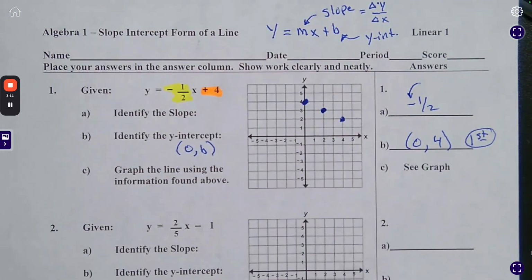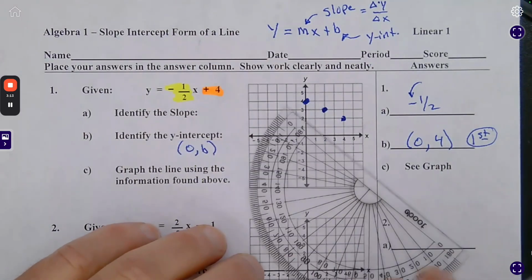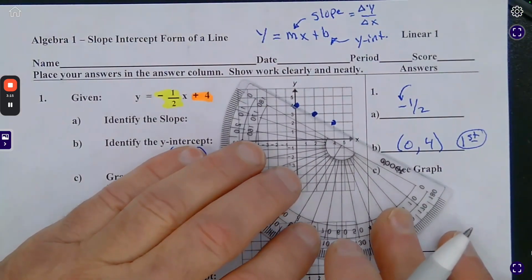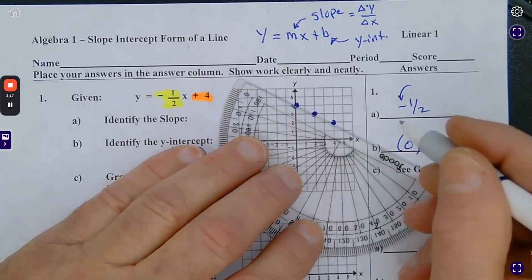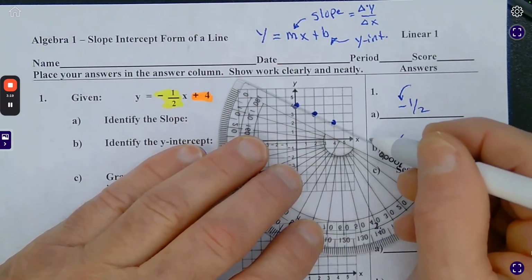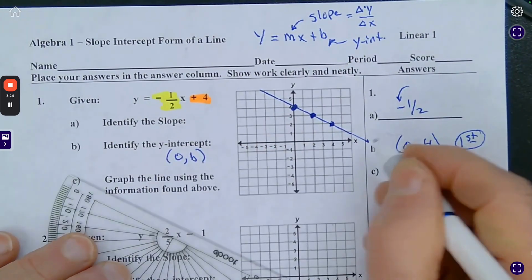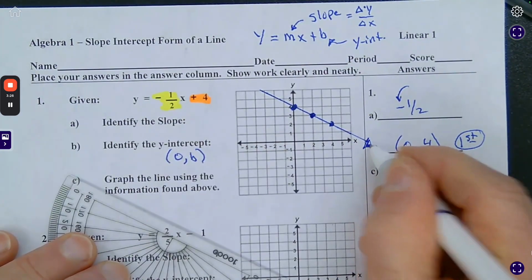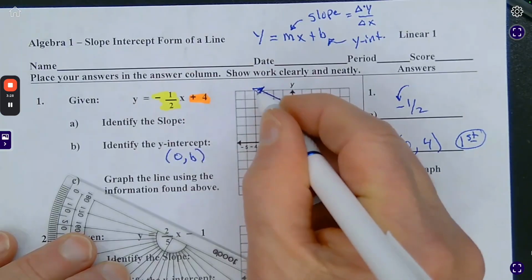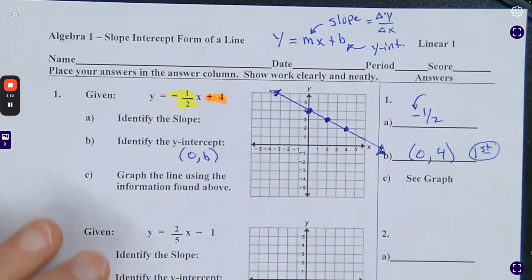Now this line goes on forever. There are no restrictions on this line. So I'm going to draw it as accurately as I can because I like accuracy. And make sure that you put arrows on the end. Drive it through the coordinate plane. Put arrows on the end because that thing goes on forever.